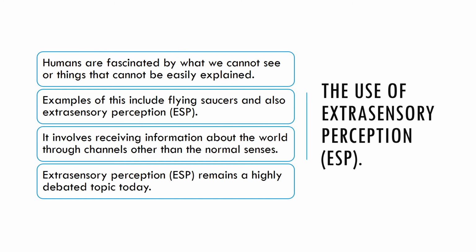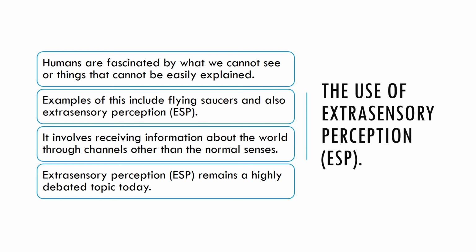Extrasensory perceptions involve receiving information about the world through channels other than our normal senses, such as sight, touch, and smell. Extrasensory perception remains a highly debated topic today. Scientists have investigated ESP since the 1990s. A very famous ESP parapsychologist who studied this many, many years ago was Joseph Banks Rhine, better known as J.B. Rhine. He lived from 1895 to 1980. He was well known for his study of this, and scientists still study the possible existence of these today.